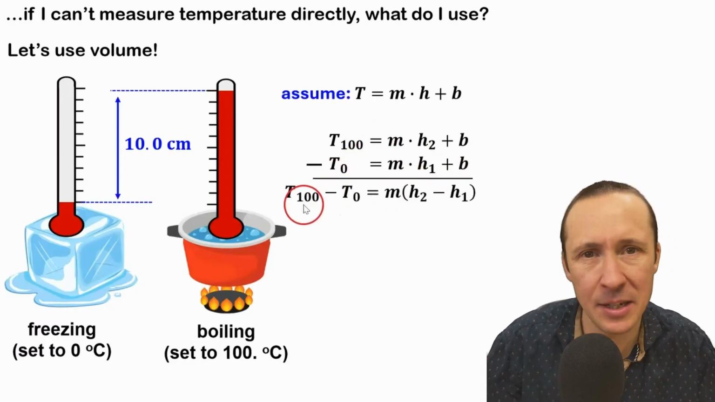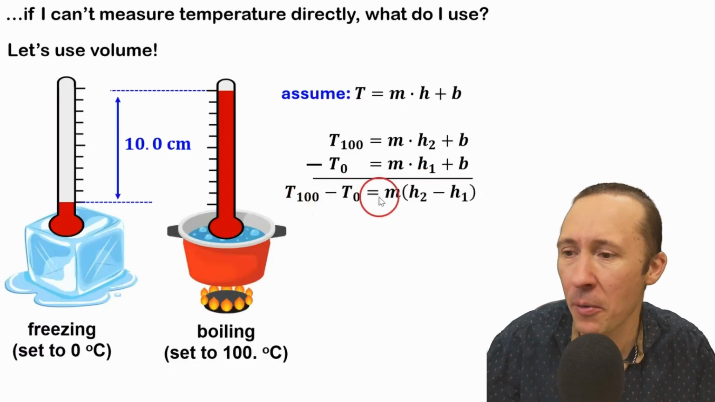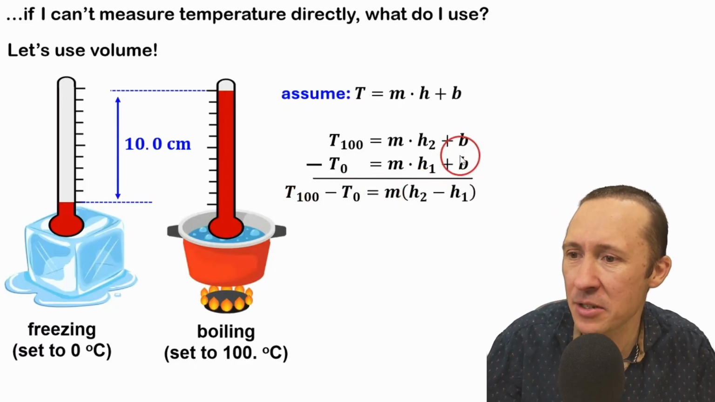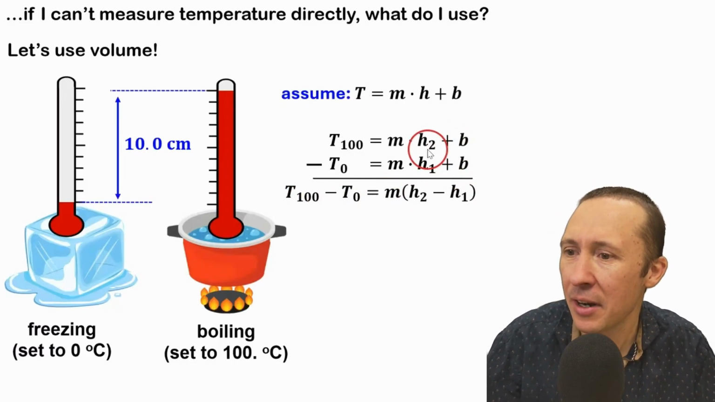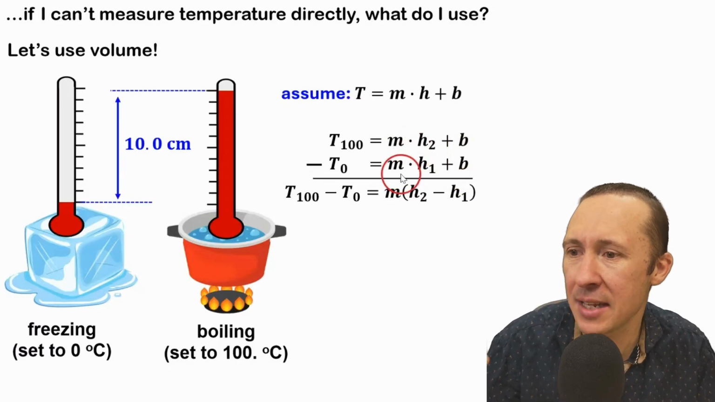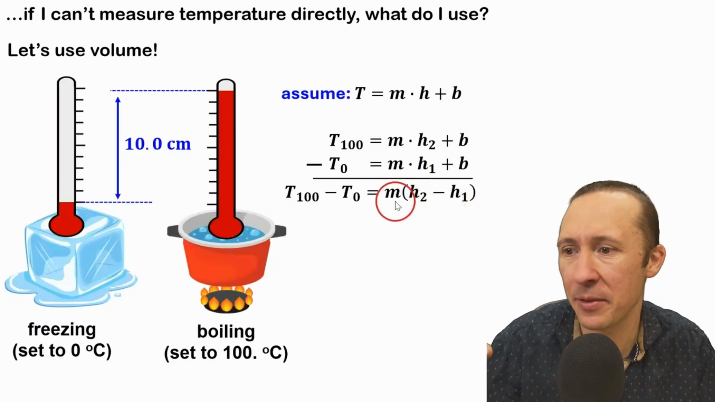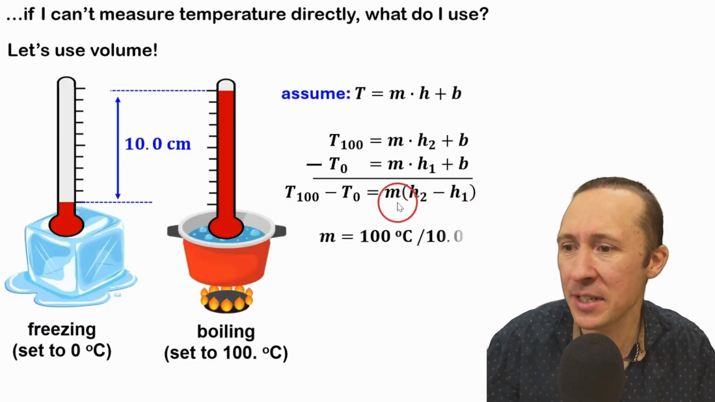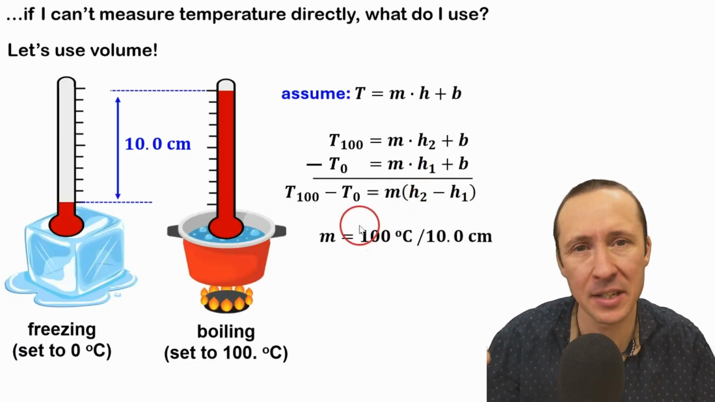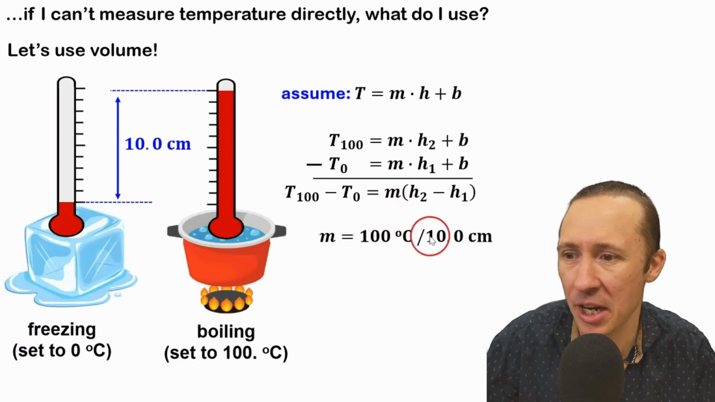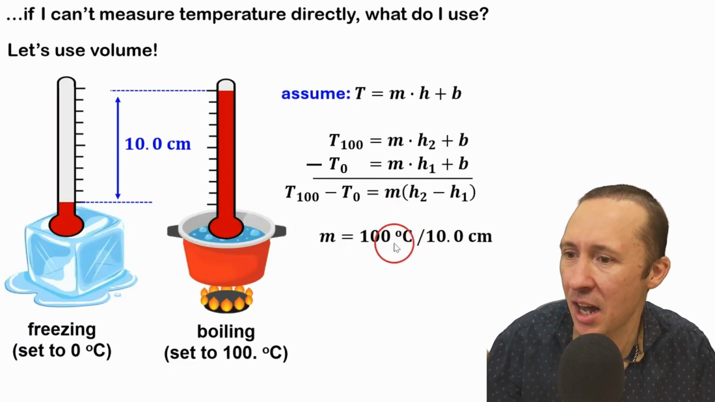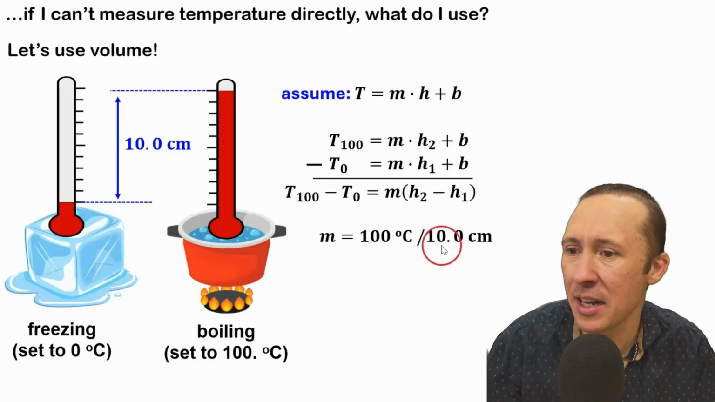So that gives us T100 minus T at 0 equals, now the b cancels out because we're subtracting, right? And then we have mh2 minus mh1, which is m times h2 minus h1 if we factor out the m. And if we solve for the m, the slope tells us how the temperature changes with the height. So that's 100, because 100 minus 0 is 100, divided by the 10 centimeters. That's the change in height.